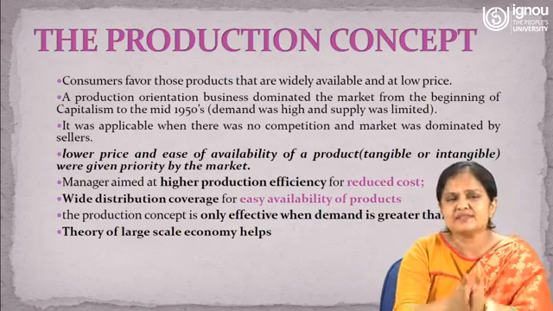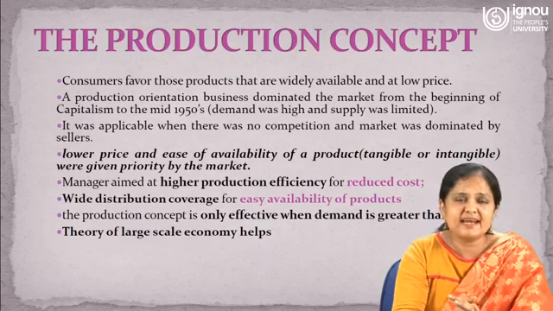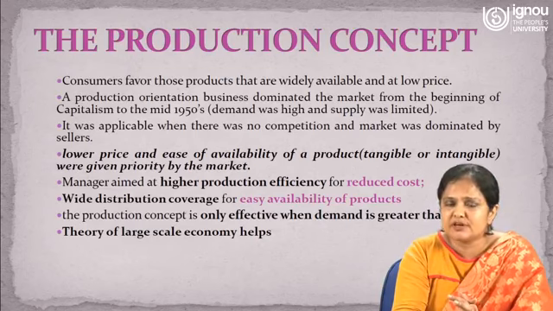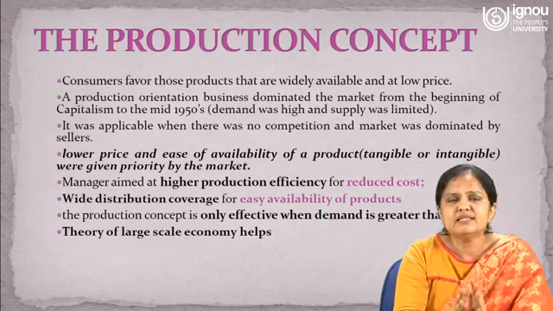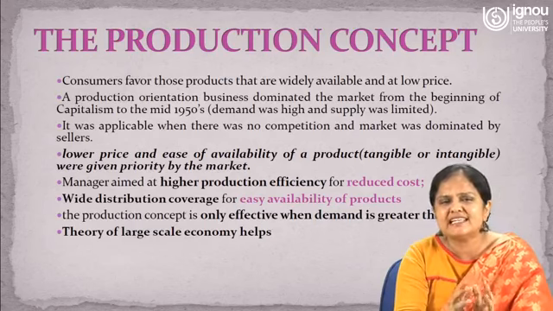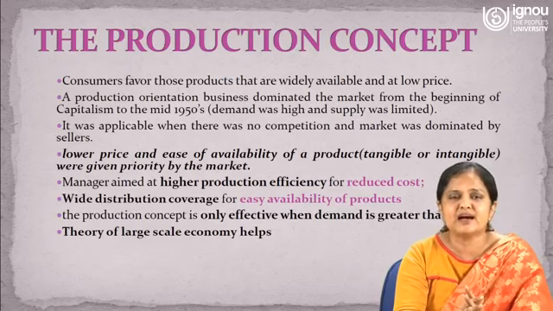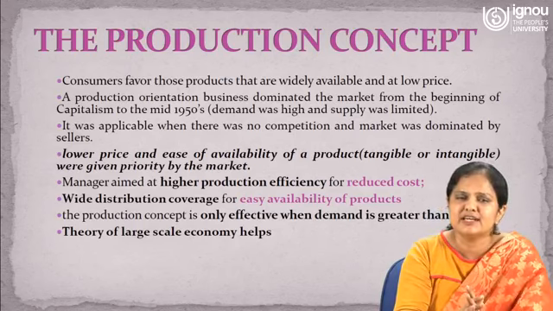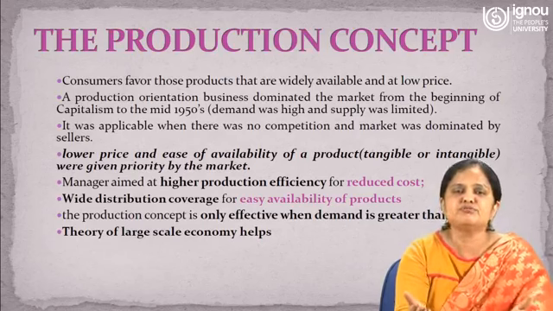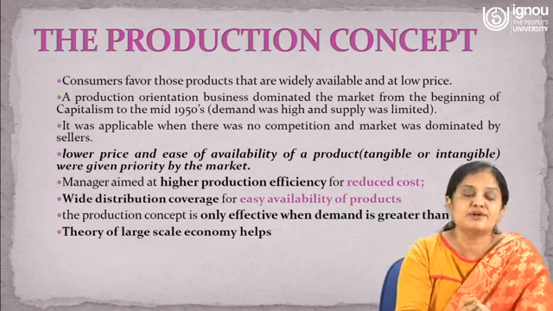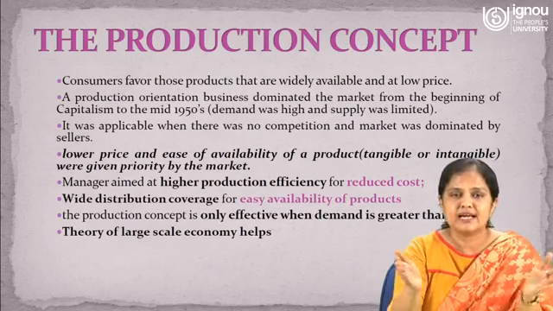So what generally happens in this kind of approach of marketing? Lower price is there and ease of availability of a product. It may be tangible, it may be intangible, product can be both. So the products were easily available to the consumers, right? And then managers aimed at higher production efficiency. Higher production efficiency means with the lesser resources you try to produce more, and that led to reduced cost. Easy availability of products because of the wide distribution coverage.